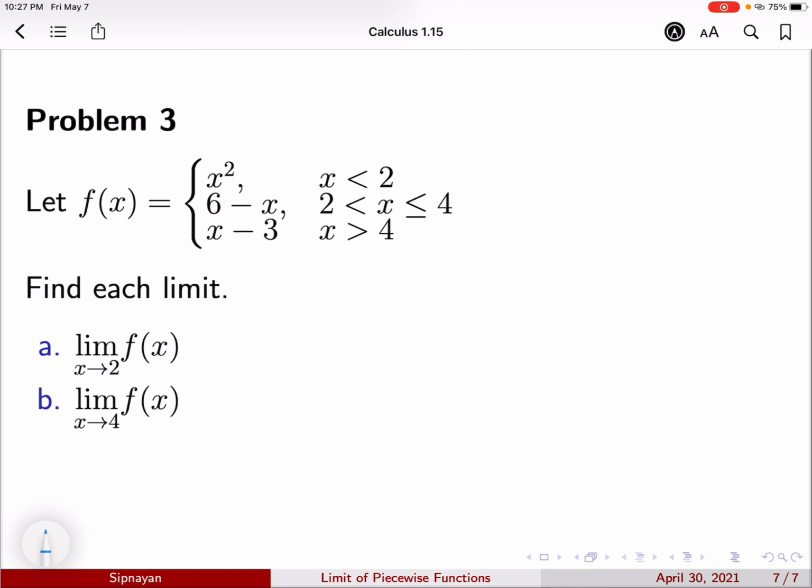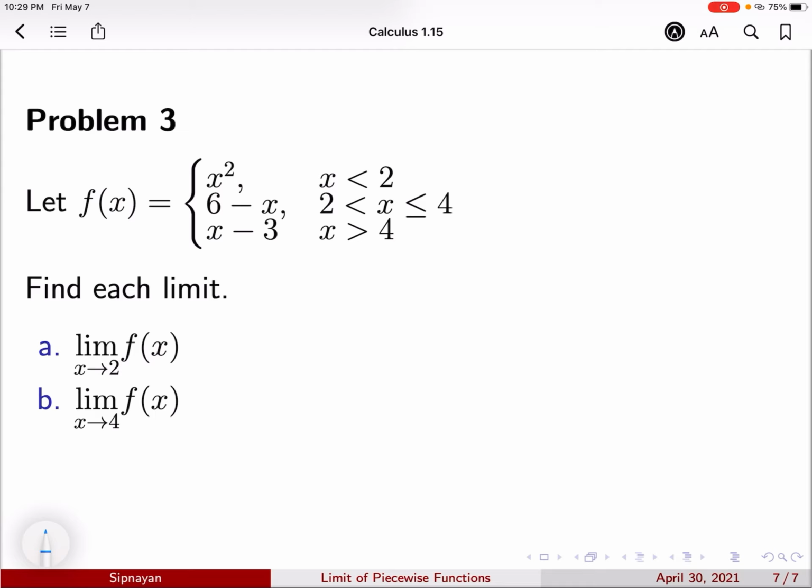In this video ay itutuloy natin yung series natin on calculus. This is the third problem on finding the limit of piecewise functions. And as you can see, mayroon tayong tatlong pieces ng functions dito. Hindi katulad dun sa previous two examples natin, ang dalawa lang.